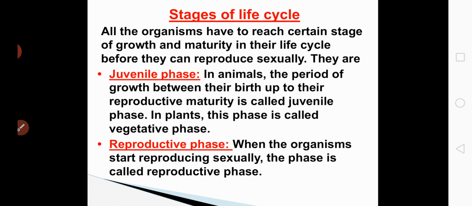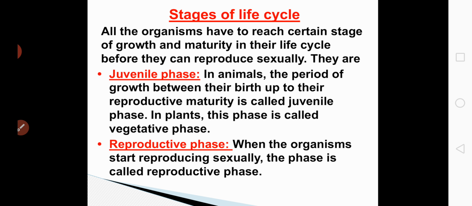What do you mean by juvenile phase? In animals, the period of growth between their birth up to their reproductive maturity is called the juvenile phase. Once again, I'll repeat: in animals, the period of growth from birth up to their reproductive maturity is called the juvenile phase.